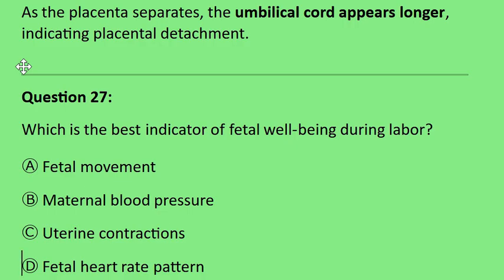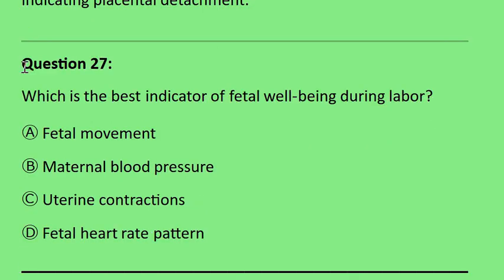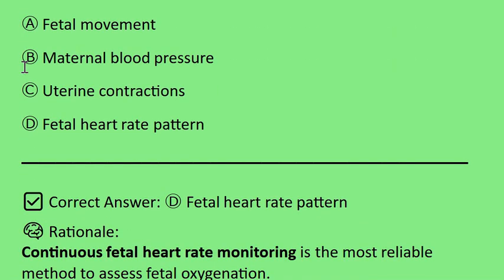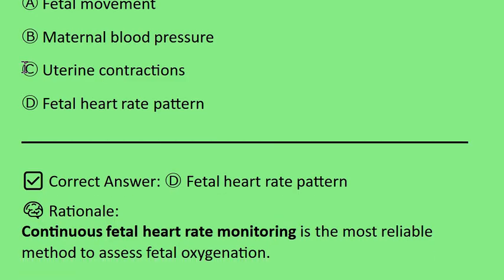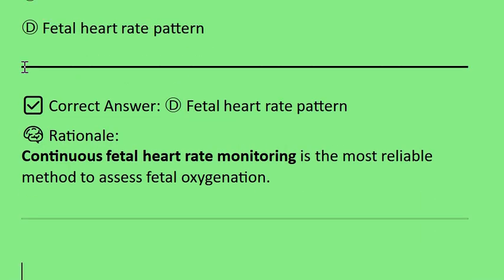Question number 27. Which is the best indicator of fetal well-being during labor? Most important question again for the exam, whether you are preparing for NCLEX, Prometric, CBT, DHA, MOH, HAD, SNLE, Oman Prometric exam, Qatar Prometric licensing exam, or Kuwait nursing licensing exam. The correct answer for this question is option D, fetal heart rate pattern. The rationale is continuous fetal heart rate monitoring is the most reliable method to assess fetal oxygenation.